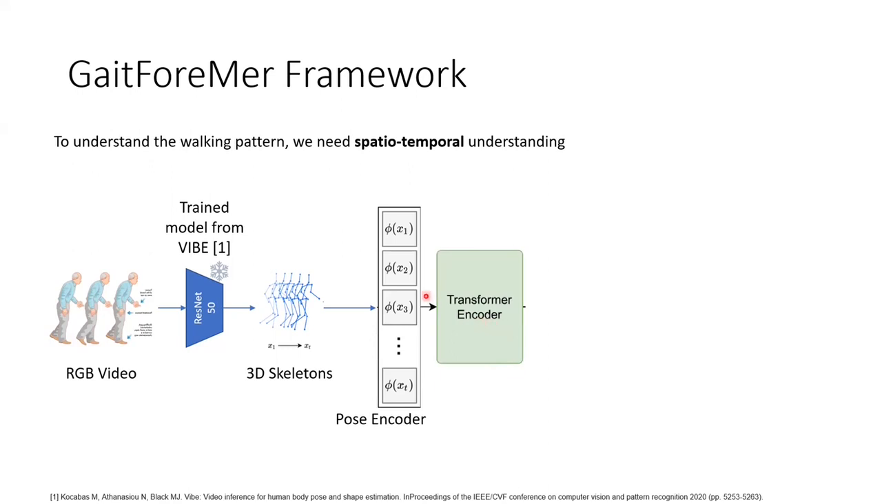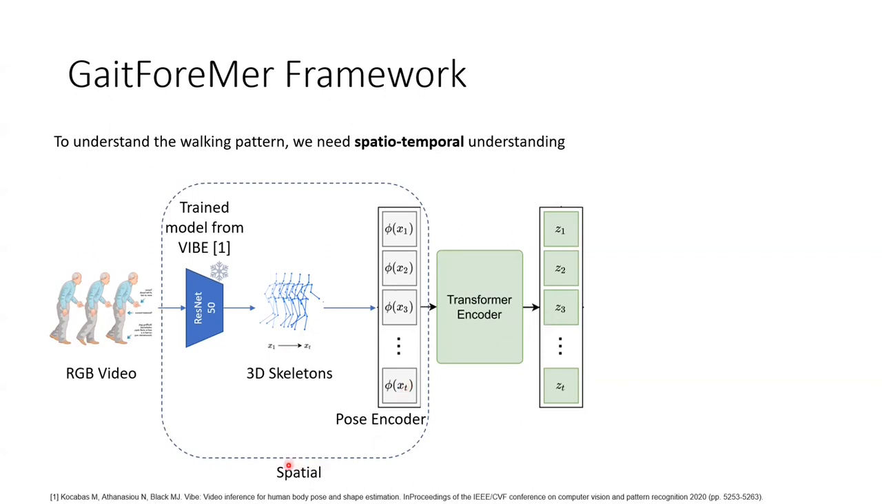So then we feed these pose encoded vectors through a transformer encoder, which has self-attention over all these tokens. So it has temporal understanding. And as the output, we get the output tokens for each frame.